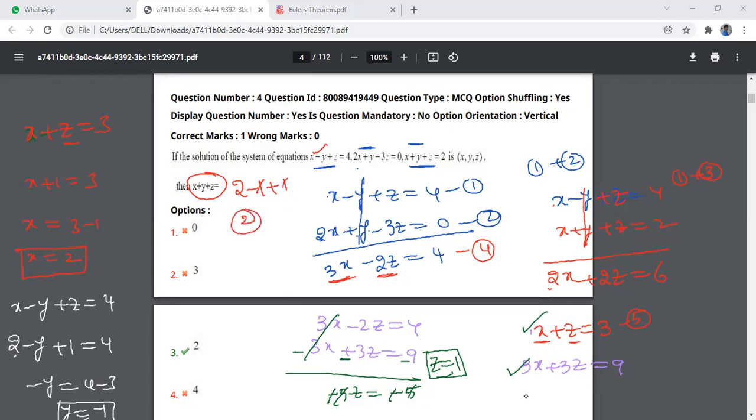Simple question, just the elimination method. If you know the elimination method, 10th class basic, it is very simple. 30 seconds is enough to do that.